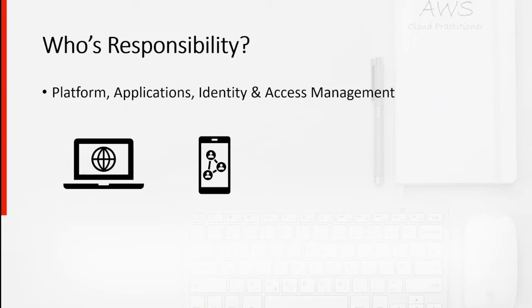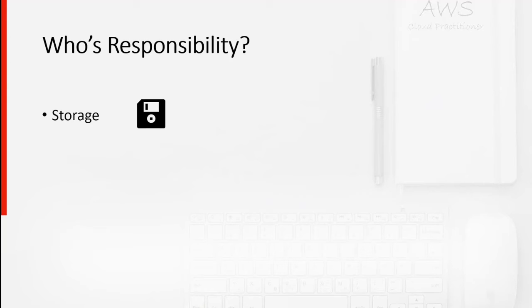Whose responsibility for platform applications, identity and access management? The customer. So the customer is responsible for their own platform, their own applications, and their own identity and access management configurations. Whose responsibility for storage? AWS. So AWS is responsible for storing your data. So when you upload your data to like a S3 bucket or something like that, AWS is responsible for securing and managing and storing that data.